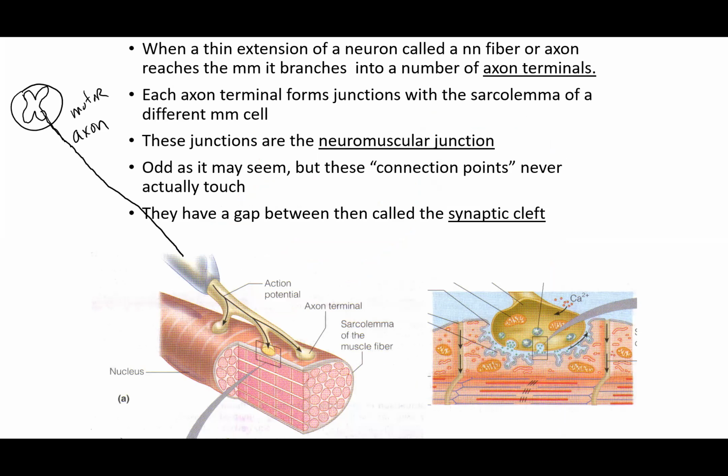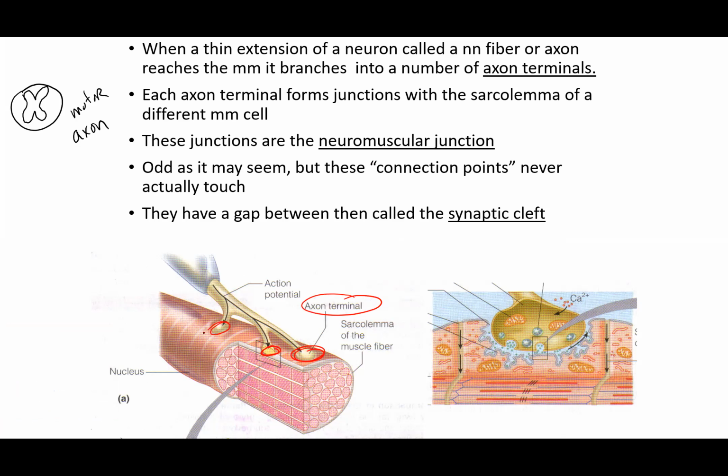And they can be long. So there's the nerve, it's coming down, and eventually you get to the end of the nerve. That's called the axon terminal. Once you get to the very end, that's the axon terminal.